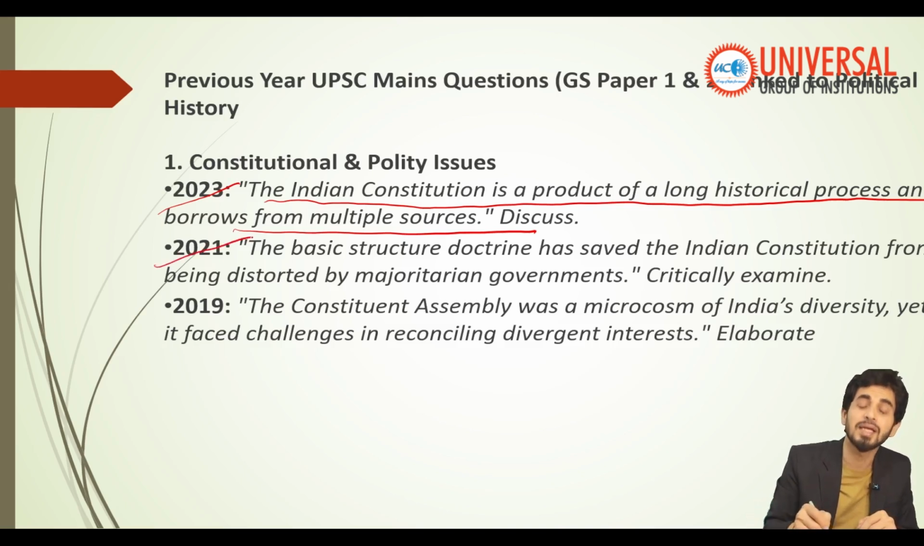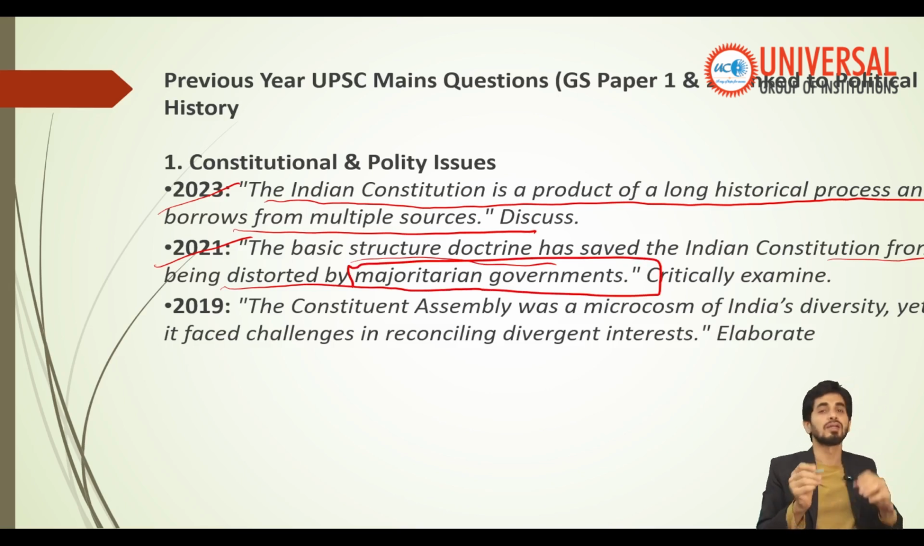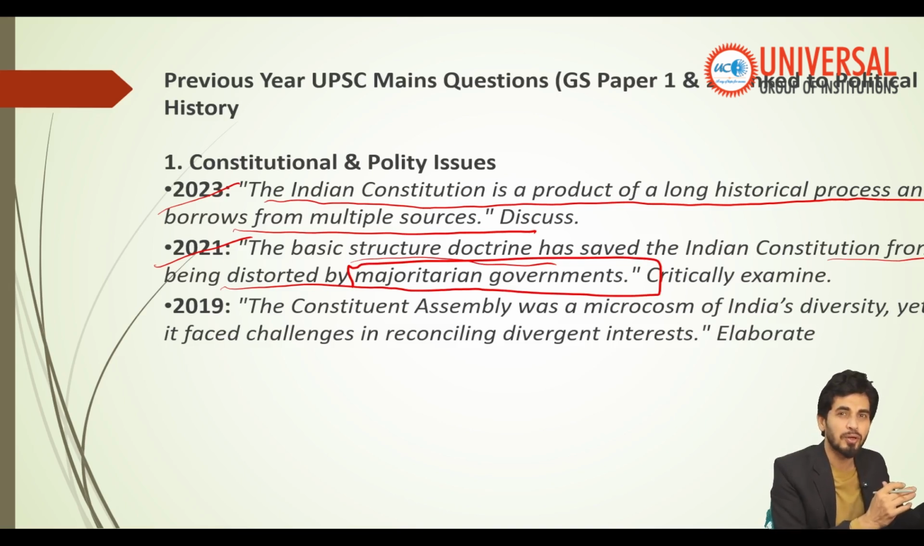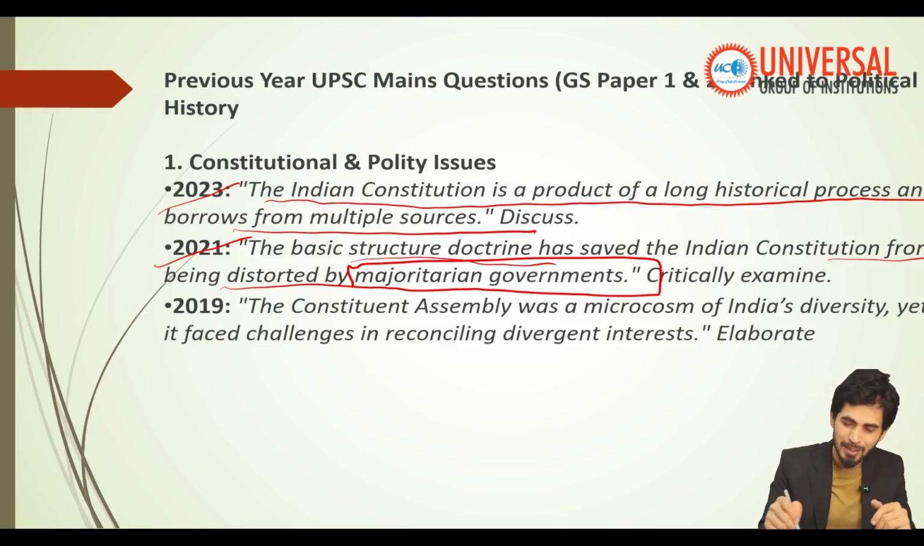And in the year 2021, the question was: the basic structure doctrine has saved the Indian Constitution from being distorted by majoritarian governments. Again, the clues are given in this particular discussion. So please go back to the starting point of this video and watch it till the end and you will get a lot of interesting points to answer this question critically.